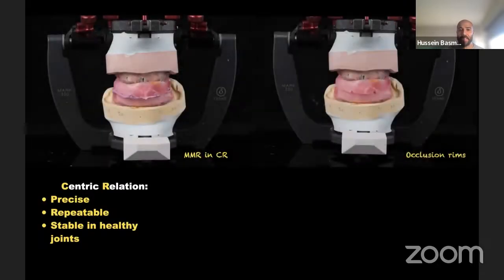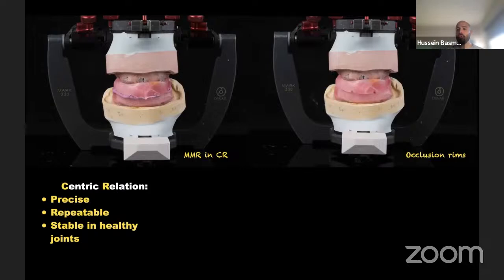Whenever we take the impression, right now we move into the centric relation. It has to be repeatable, it has to be precise, and it should be stable in healthy joints. Actually, we made an occlusal wax rim, and this wax rim has to be screw retained on 1 or 2 or 3 implants, depending on how many you want.